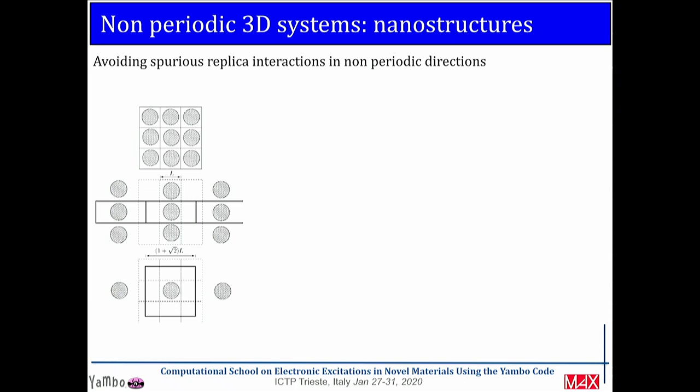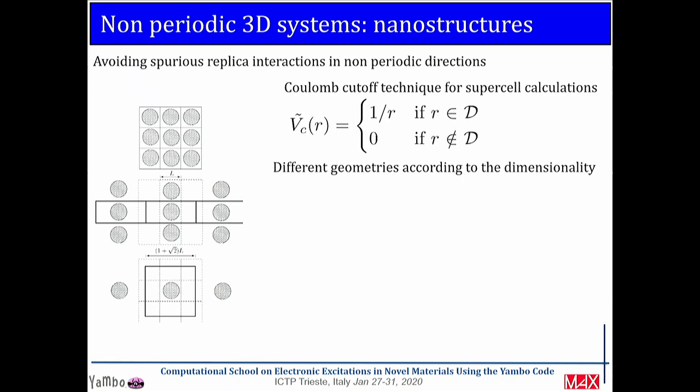So here, just a representation: this is a bulk, in 2D, this is a wire 1D, this is an isolated molecule, where I repeat also here the supercell sites. And there is a simple idea to modify our Coulomb potential. Our interaction will not be 1 over R, but will be 1 over R until a certain threshold, and then will be 0. Setting properly the definition of this domain with respect also to our supercell sizes permits to speed up the calculations with respect to the vacuum.